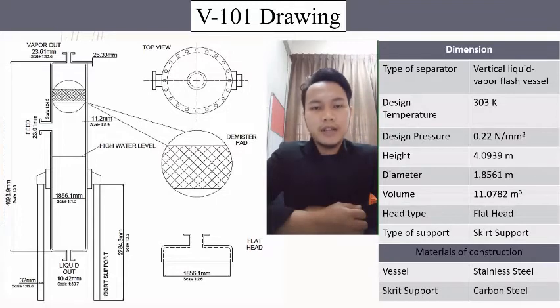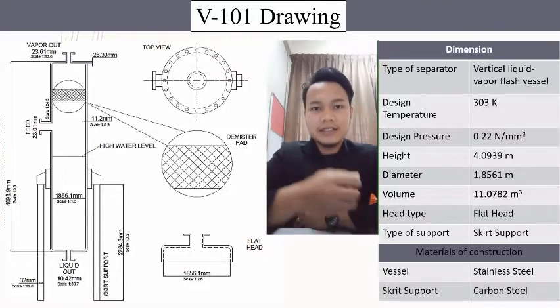The type of head and support is flat head and skirt support, while the material of construction of the vessel and skirt support is stainless steel and carbon steel.